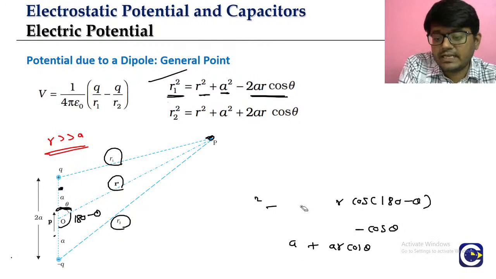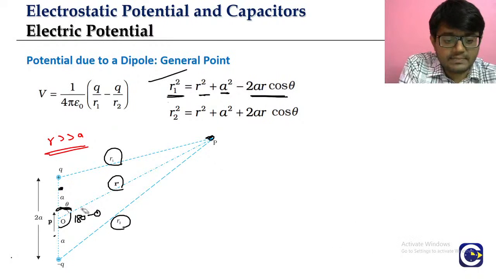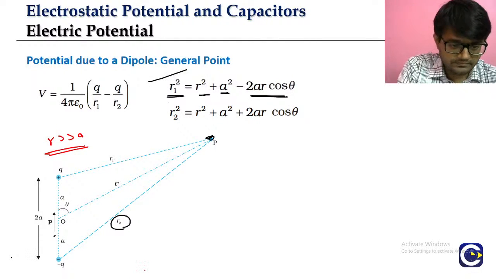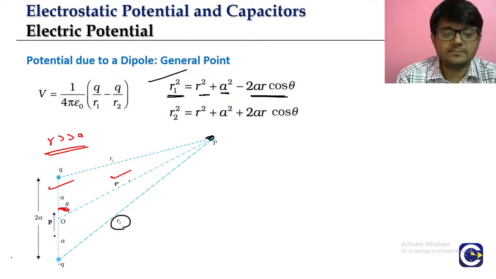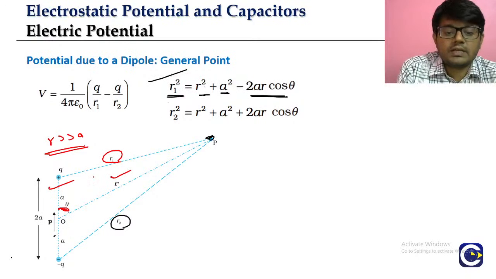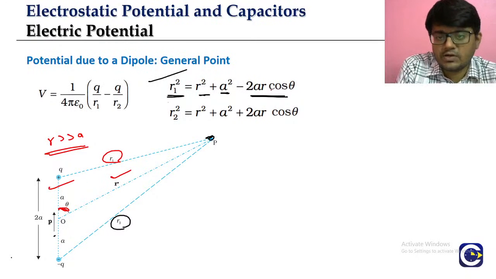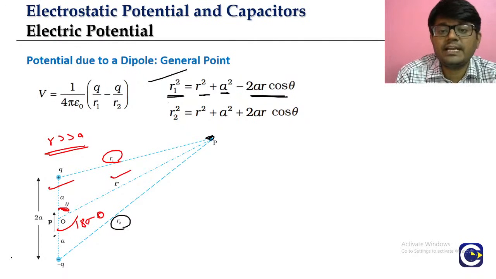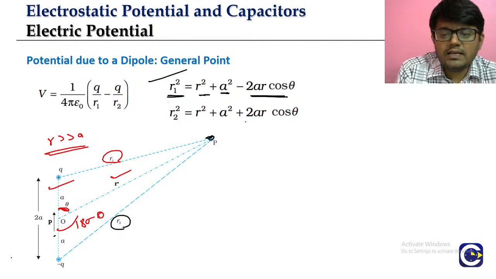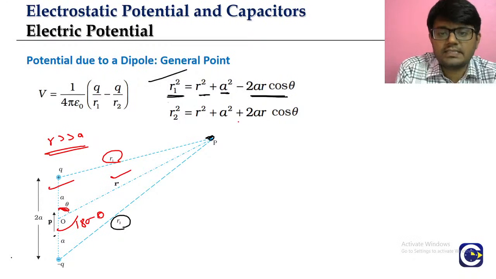Take a triangle: in the first triangle we are having two sides, right? What are the two sides in the first triangle? r and a. The angle in between them is what? Theta. The third side square is equal to what? a square plus r square minus 2ar cos theta. And in the second triangle the angle will be 180 minus theta, so plus 2ar cos theta is coming. Okay. So these are the two results we have.